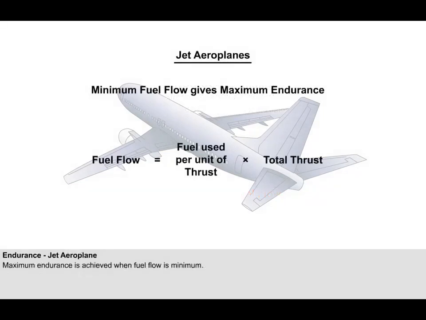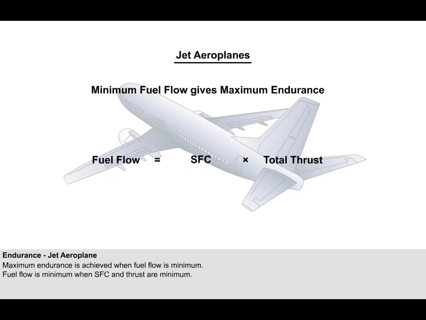Let us examine the jet aeroplane first. Here, fuel flow is a function of the fuel used per unit of thrust, multiplied by the total number of thrust units. Obviously, if it were possible to reduce the fuel used per unit of thrust and the total number of thrust units required, then the total fuel flow would be reduced.